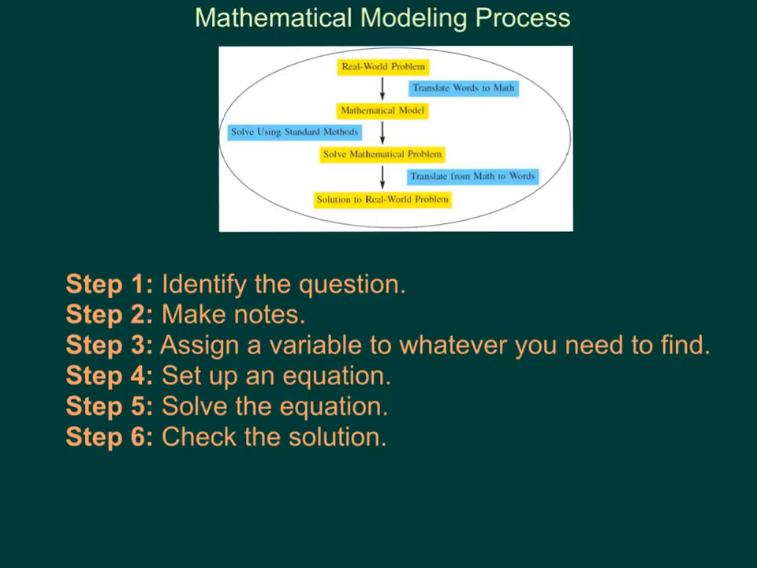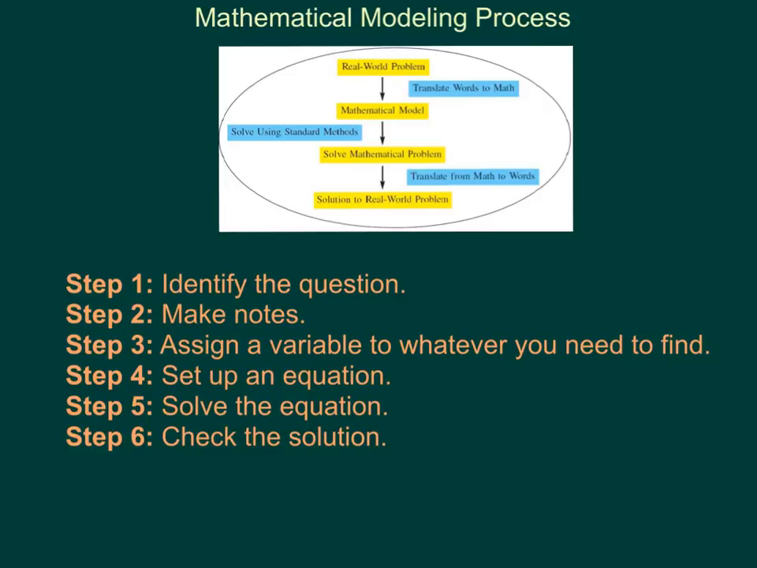So the process that you want to go through when you're working on this, the first thing is you want to identify the question. Read that problem over, identify what they are trying to find. Step 2, make notes. This might require reading the problem a second, third, or fourth time, multiple times. But you want to identify the given information, things that you can draw together to form a relationship that you're able to solve.